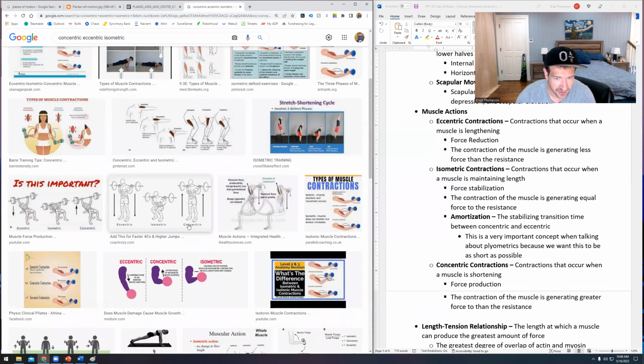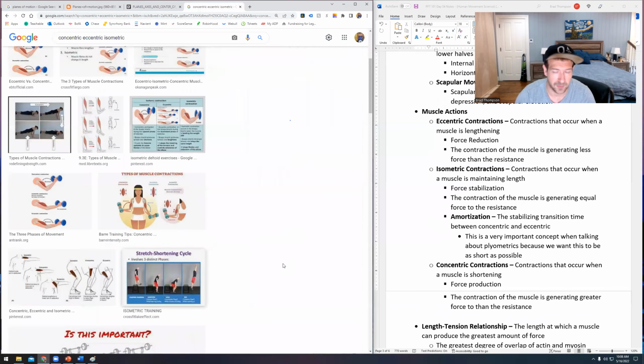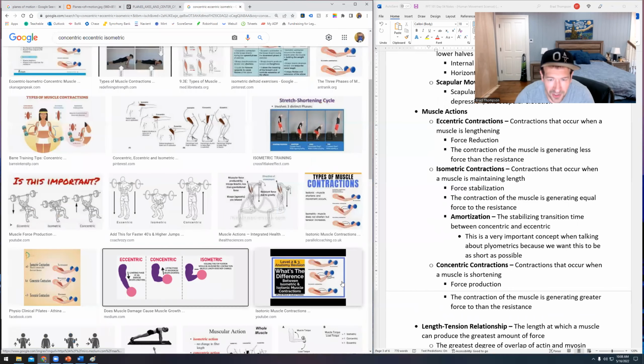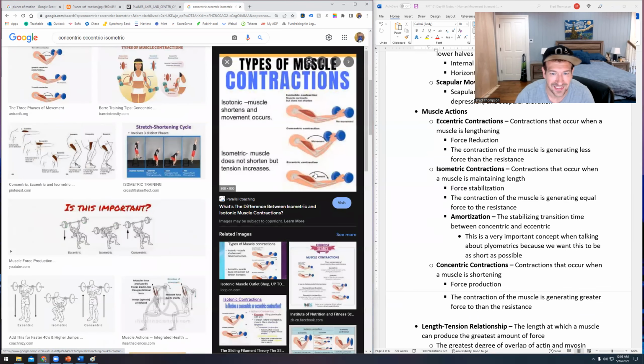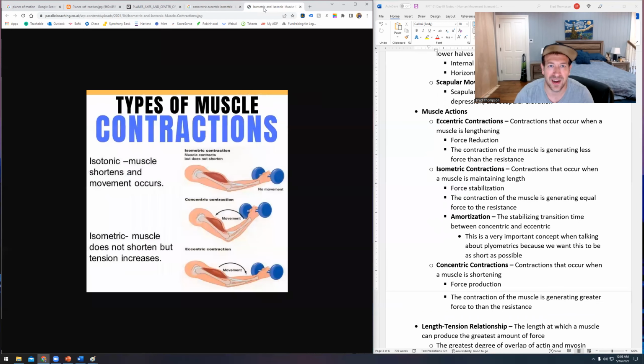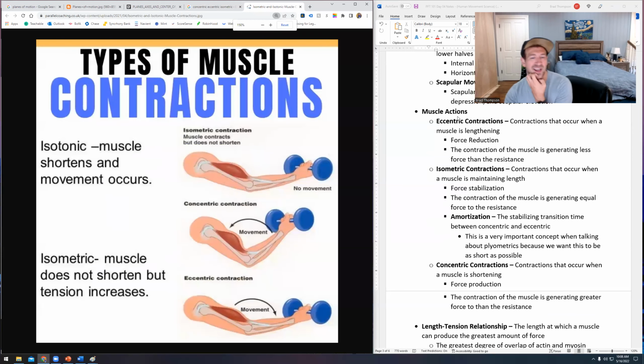Come on, there we go. Perfect. Actually, no, I just want a picture that's a little clear. This picture here is great. You know what? We'll just use this one. It's just not quite as exaggerated as I'd like it to be. Okay.